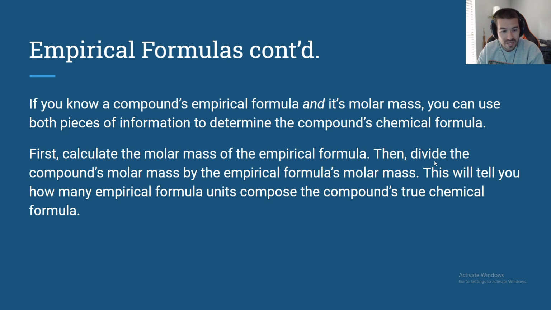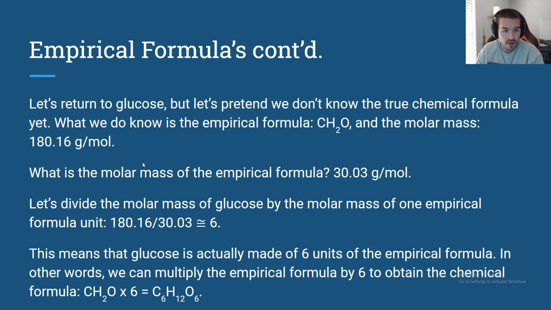We're going to take the big molar mass of the compound and divide it by the empirical formula's molar mass. This is going to give you a whole number or very close to a whole number. That whole number is how many empirical formula units compose the compound's true chemical formula. And I have an example of this here on the next slide.